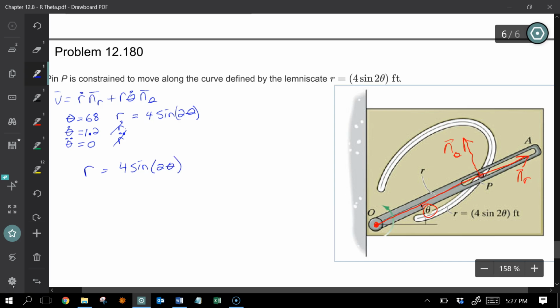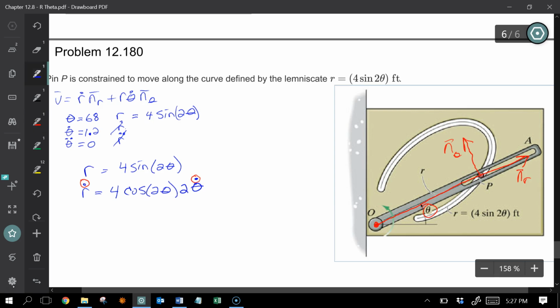So the r dot is equal to 4 times the derivative of the sine, which is the cosine of 2 theta, times the derivative of what's inside, so that would be 2 times theta dot. Does it satisfy the dot rule, or dot law? Yep, there's 1 dot there and 1 dot there, so I think I've done it right.